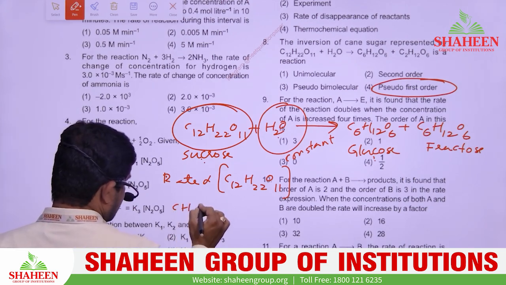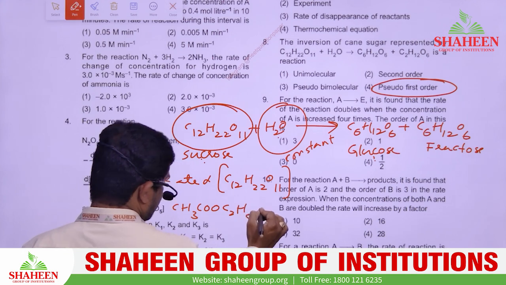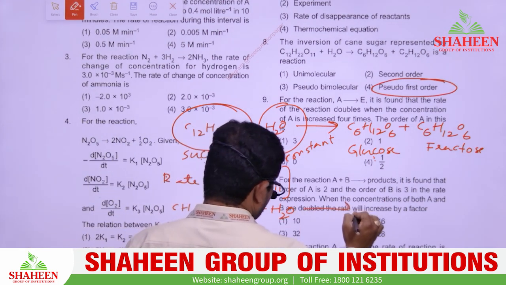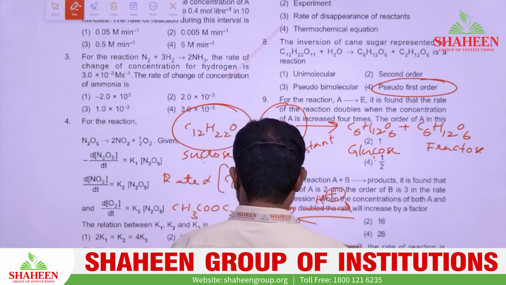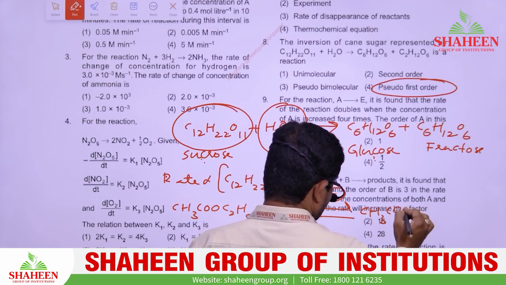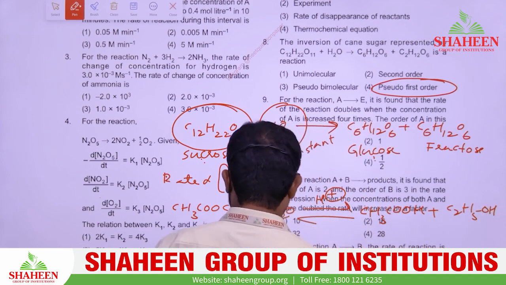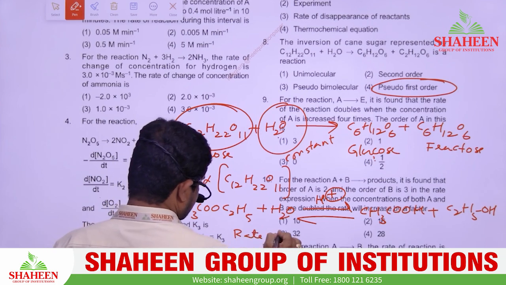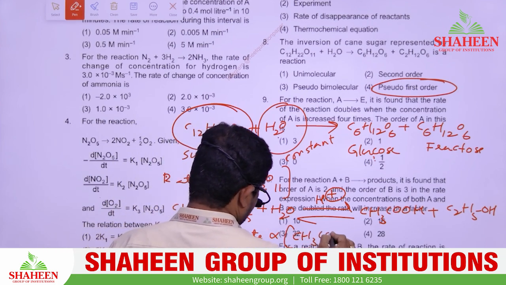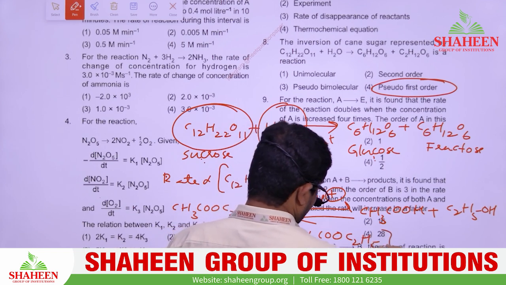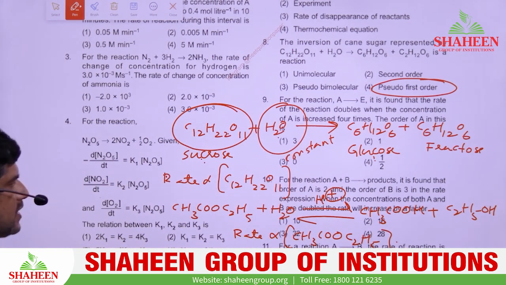Hydrolysis of ester, CH3COOC2H5 plus H2O, in acidic medium gives CH3COOH plus C2H5OH. Here the rate of reaction is directly proportional to the concentration of ester. So this type of reaction is called a pseudo first order reaction.